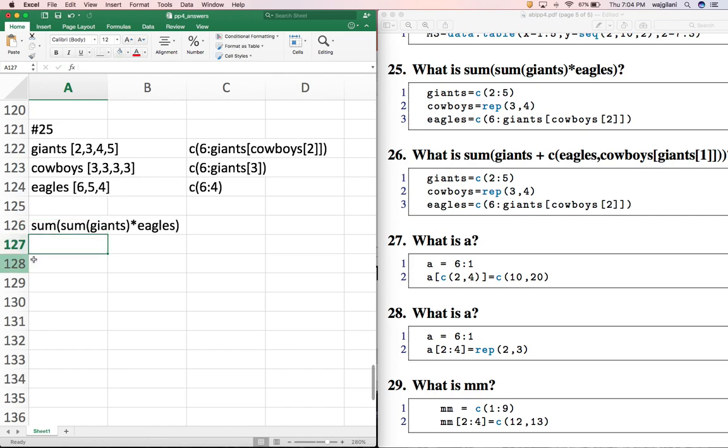So the innermost data container I find is eagles, Giants, and eagles, but the Giants is wrapped in a sum function. I'll go there. So there, Giants is basically what? It's a vector. It's just a sum of the vector Giants. And sum of the vector Giants is going to give me what? It's going to give me the value 2 plus 3 plus 4 plus 5, which is 14. And now this becomes 14 times eagles, where eagles is a vector, 6, 5, 4.